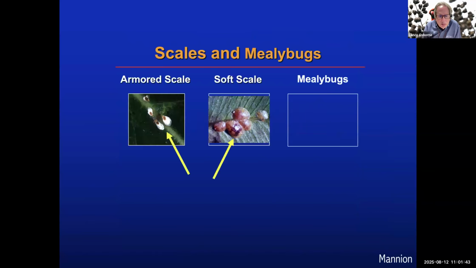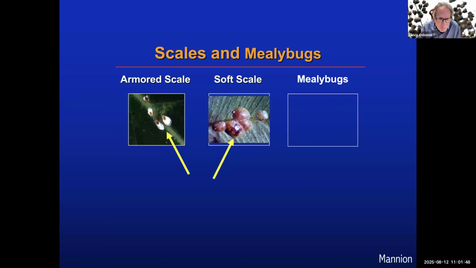Identification, trying to see what you're dealing with. Now, we got a lot of good information in the previous talk. Anyway, so we have armored scales or hard scales, we have soft scales, and then we have mealybugs. They're all in the same group.